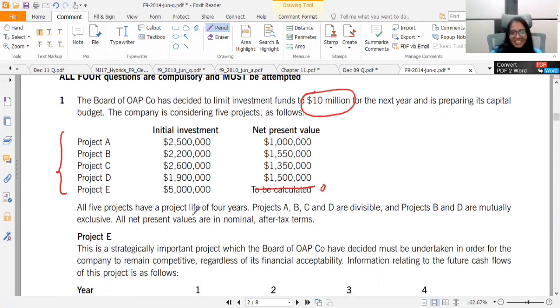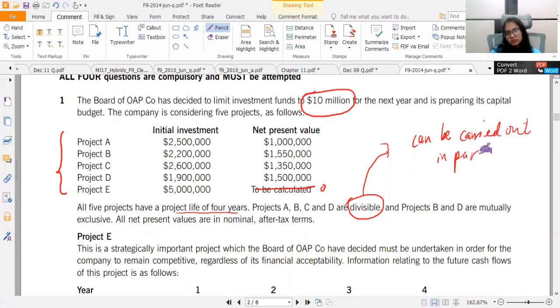All 5 projects have a project life of 4 years. Projects A, B, C, and D are divisible. Divisible means can be carried out in parts. And projects B and D are mutually exclusive. So guys, remember when I taught you about mutually exclusive just now, what did I tell you? I told you that if you have mutually exclusive projects, you need to choose the project with the highest NPV, highest PI. Okay, you need to let go of one. You don't have a choice.